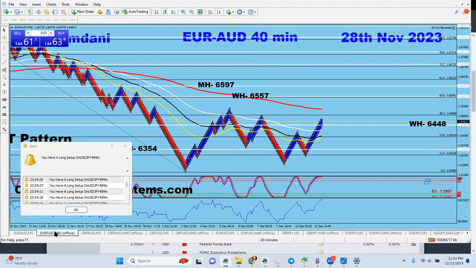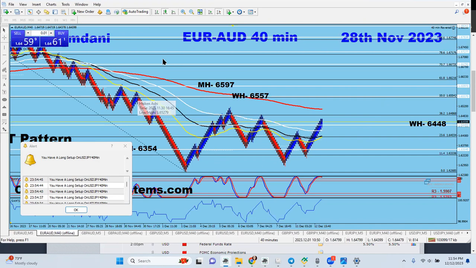EUR-AUD, pound-AUD right now. Setups are not like the 20-minute setups, but like I showed yesterday in my video about 40-minute to 7-minute entry: 40-minute setup, 7-minute entry, right? 40-minute reversal candle, 7-minute entry.